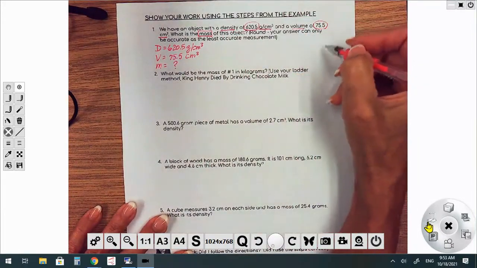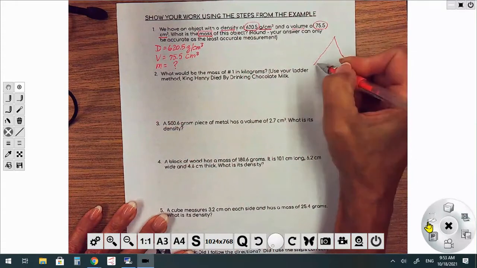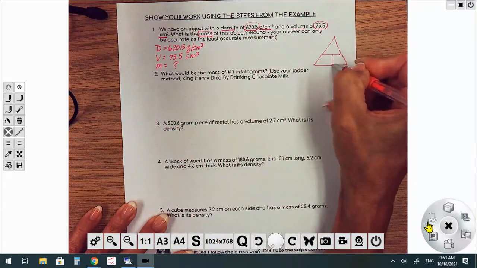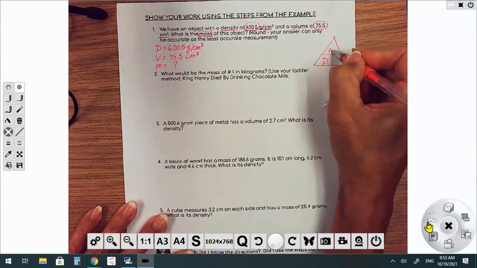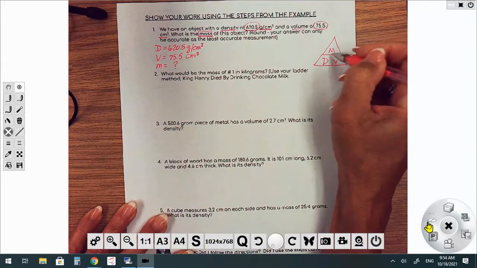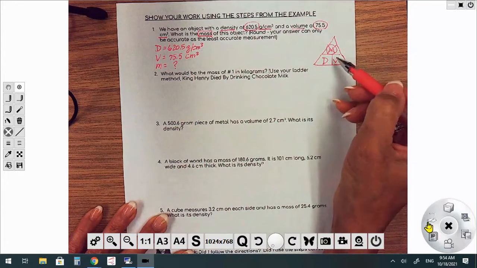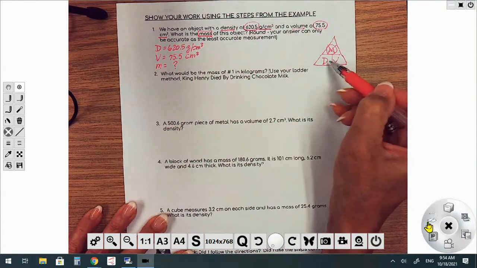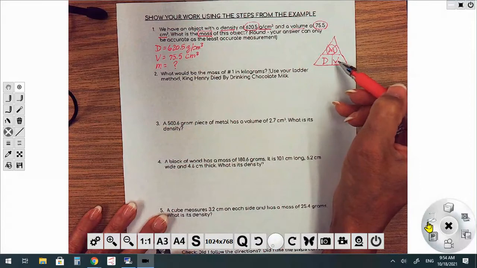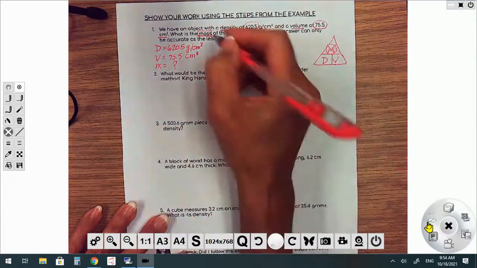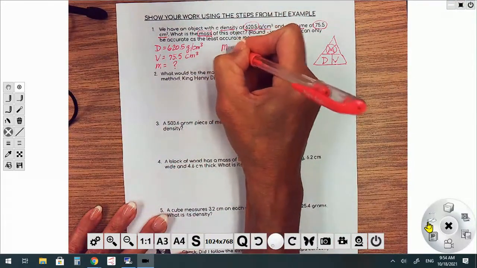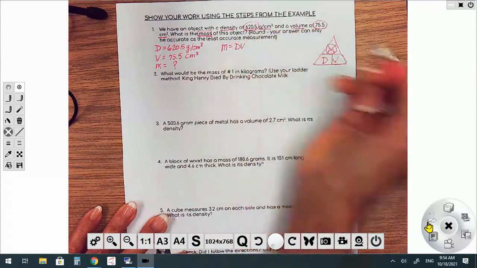So remembering your triangle for density, this will act as a visual to help you. Density is mass divided by volume. We're solving for mass, so we cover up the one we're trying to solve for. You can see that the other two variables are side by side, which means that we have a multiplication problem. So we write out our formula. Mass is equal to density times volume.